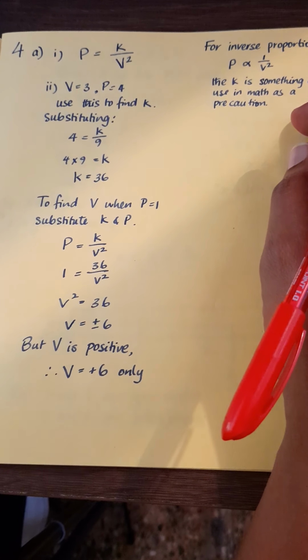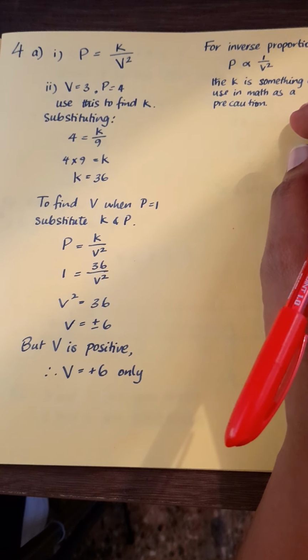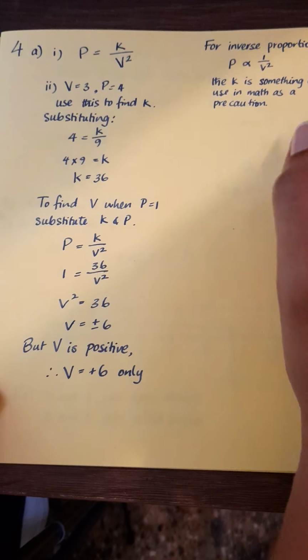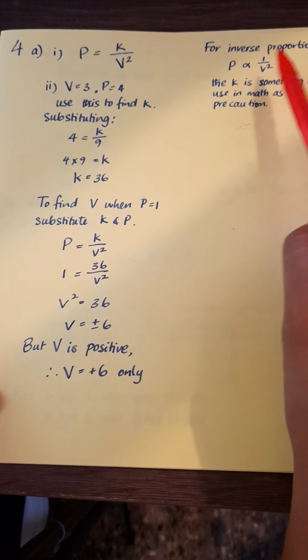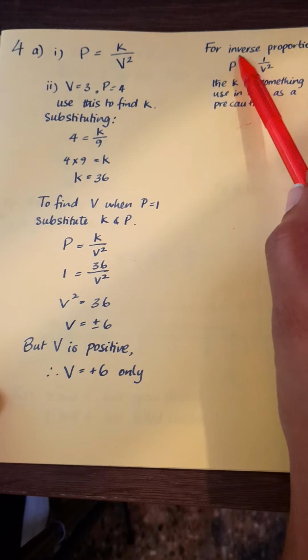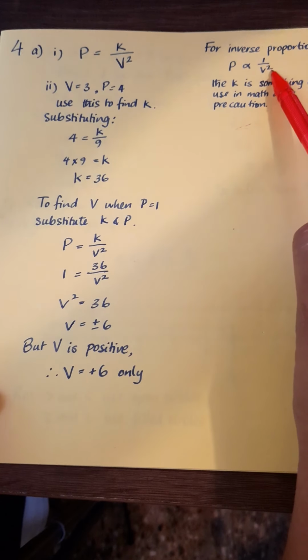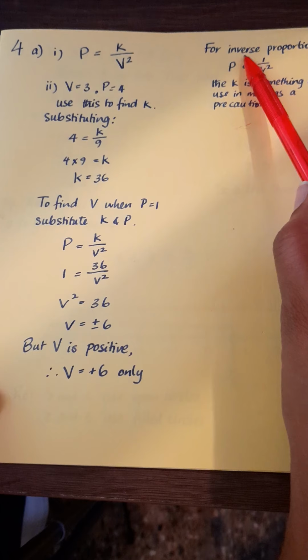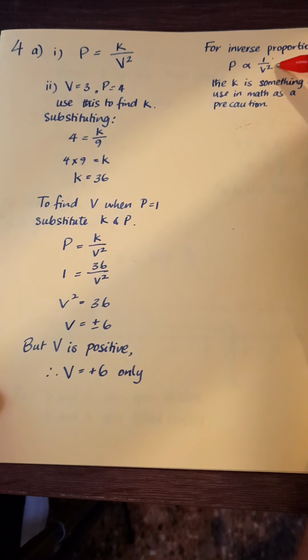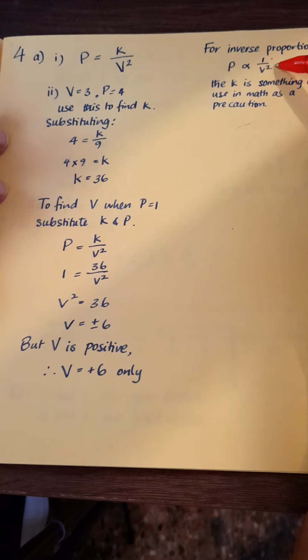Alright, so this is number 4. The quantity P varies inversely as the square of V. So for inverse proportion, P is proportionate to 1 over V squared. Because it's inverse, it has to be 1 over V squared. If it was direct, it would just be P and V squared. But inverse means we have to invert the one of the other ones, right?